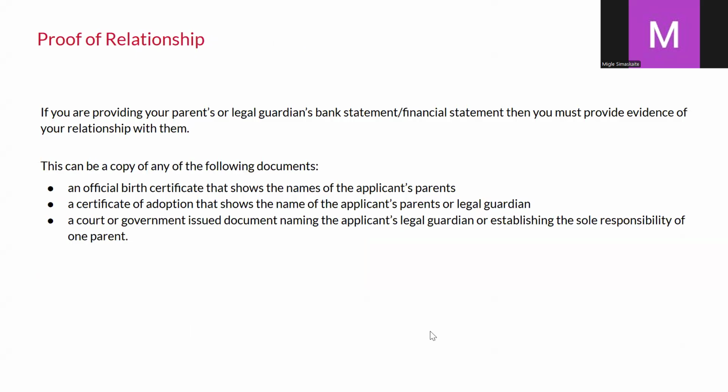You will also need to submit proof of relationship. This can be a birth certificate, adoption certificate, depending on your circumstance, or an official government issued document confirming the legal guardian's responsibility of a parent.